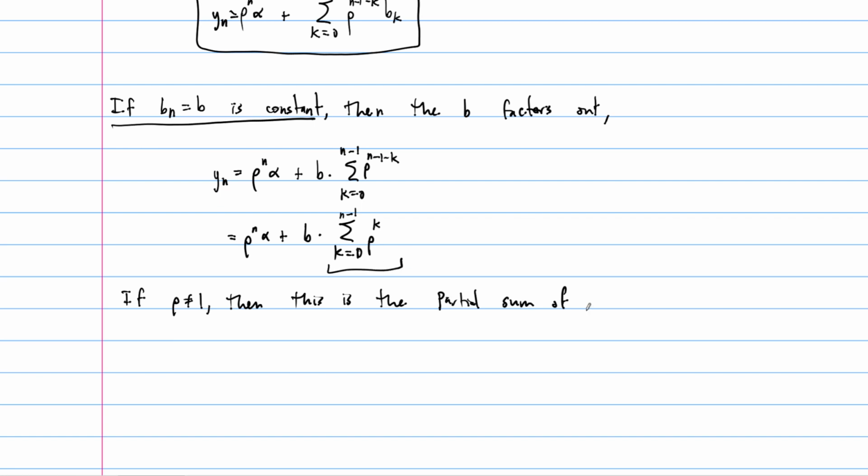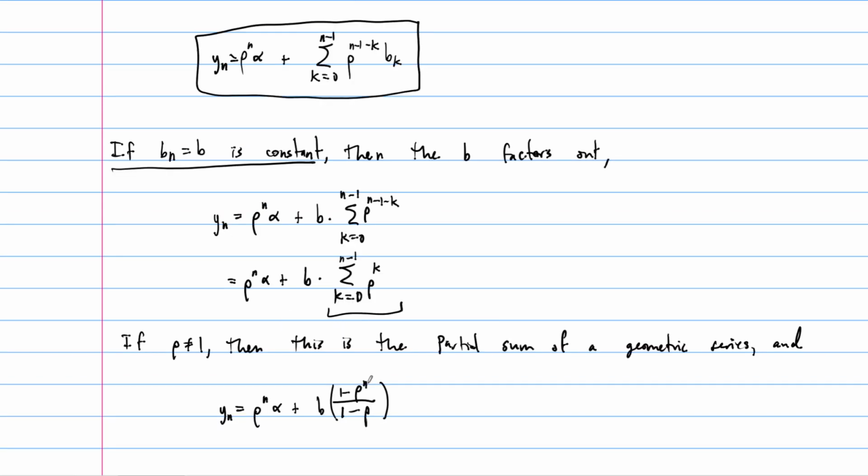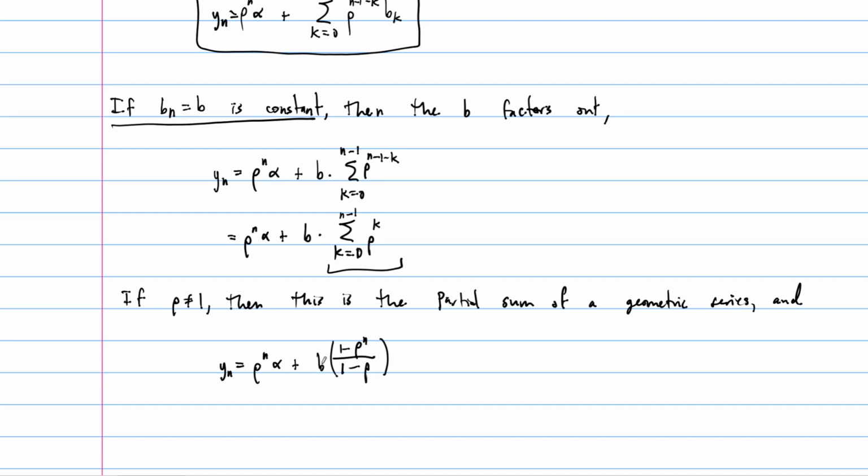Of, and by this I just mean this portion, of a geometric series. And we can write our solution as follows now. So y sub n is equal to rho to the nth power times alpha plus b times the ratio of 1 minus rho to the n over 1 minus rho. Okay? And so this whole term right here then is the coefficient on the b term for the nth time. So when time equals n, right, the nth population value in this discrete model.